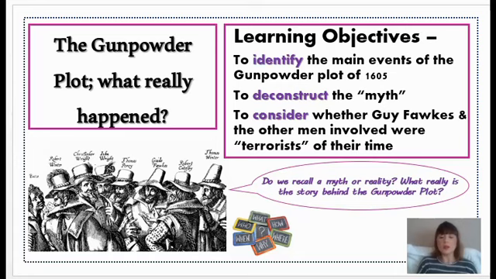It was something that triggered a popular uprising. There were 13 conspirators involved. It was a terrorist plot on an unprecedented scale. They wanted to try and wipe out Parliament, wipe out the King and the whole establishment. But was it really a Catholic conspiracy, or was it a myth created by the King and the government of the time? So hopefully by the end of this lesson you'll have considered that. You'll also be considering whether the men involved, including Guy Fawkes, can be regarded as terrorists or not. So that's something I want you to think about later on in the lesson.